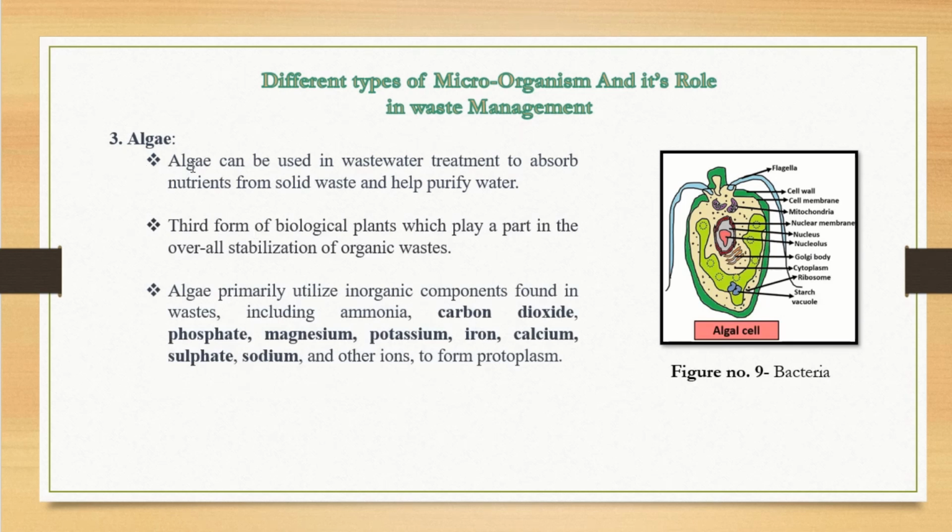Third one is algae. Algae can be used in wastewater treatment to absorb nutrients from solid waste and help purify water. Third form of biological plants which play a part in the overall stabilization of organic waste. Algae primarily utilize organic compounds found in waste including ammonia, carbon dioxide, phosphate, magnesium, potassium, iron, calcium sulfate, sodium and other ions to form biomass.